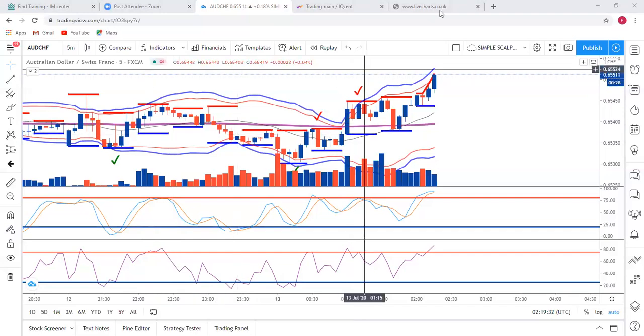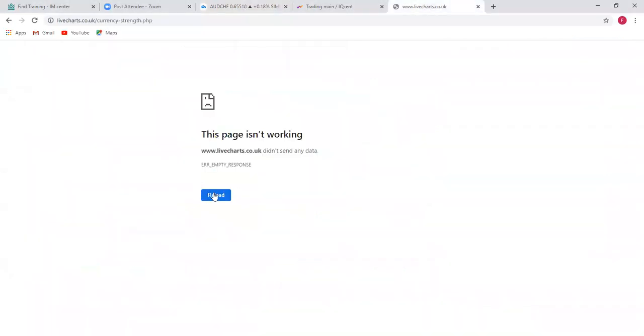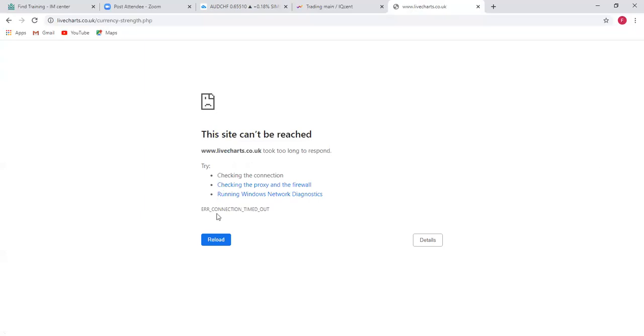So that is what I look out for. I just wish the currency strength was working, but obviously it's not. The site is usually like this early hours of Monday. I'm trying to reload to see if it's going to come up, and it's still not coming up.